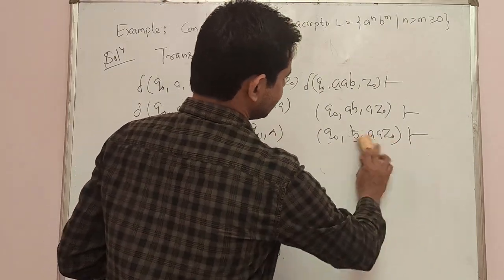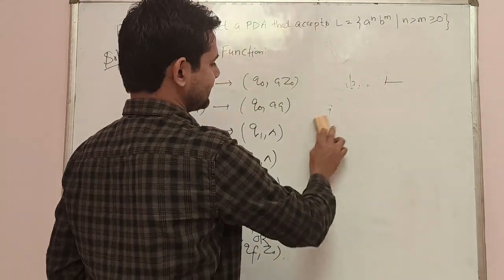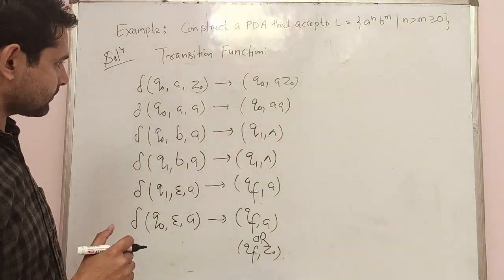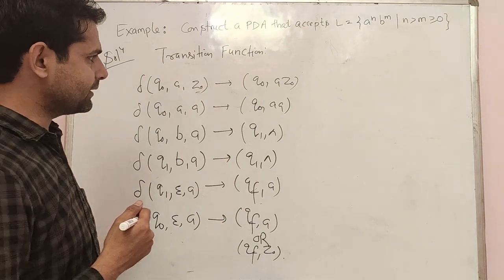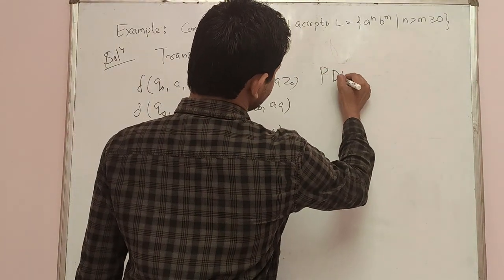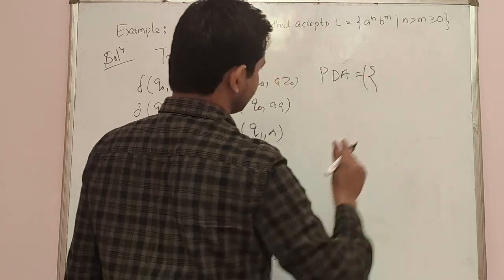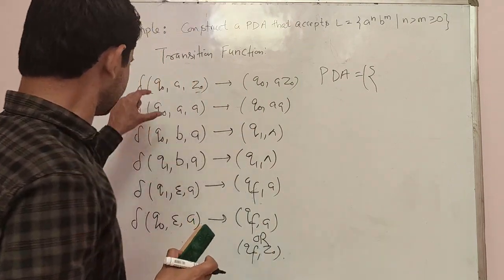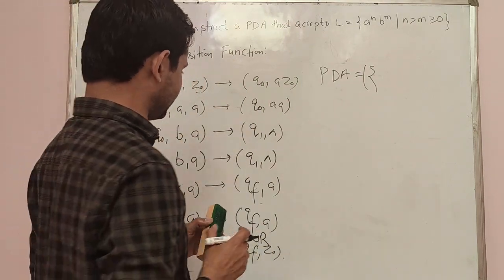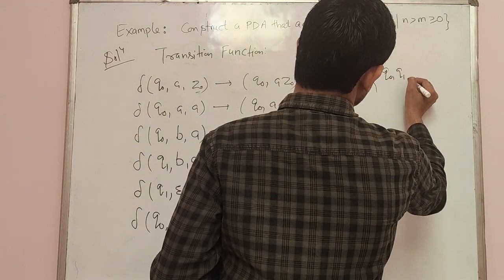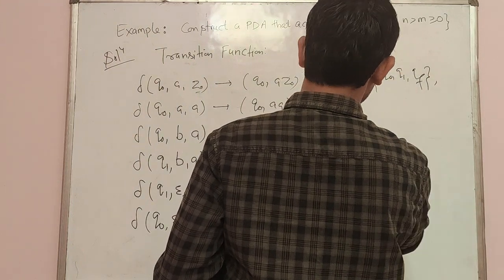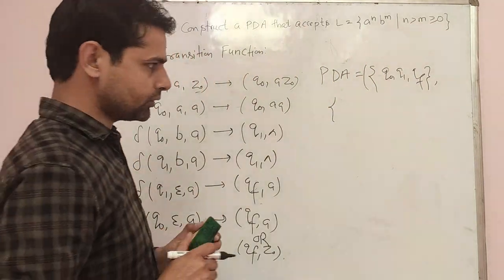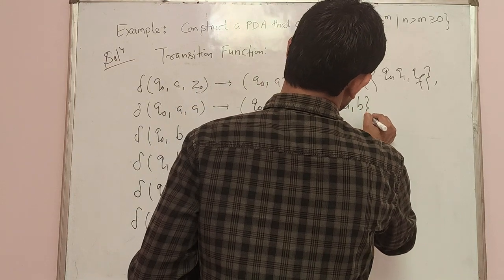Okay, so this one is the scanning procedure for checking whether the given string is acceptable by these transition functions or not. Similarly, we will write the PDA. PDA consists of 7 tuples. In the first one we will write the set of states. So we use Q0, Q1 and QF, 3 states. Then we will write the set of input symbols. So we have used 2 input symbols, A and B.